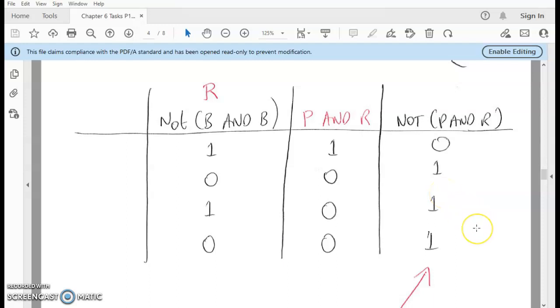What does that look like? What does it look like? What gate? A what? No.